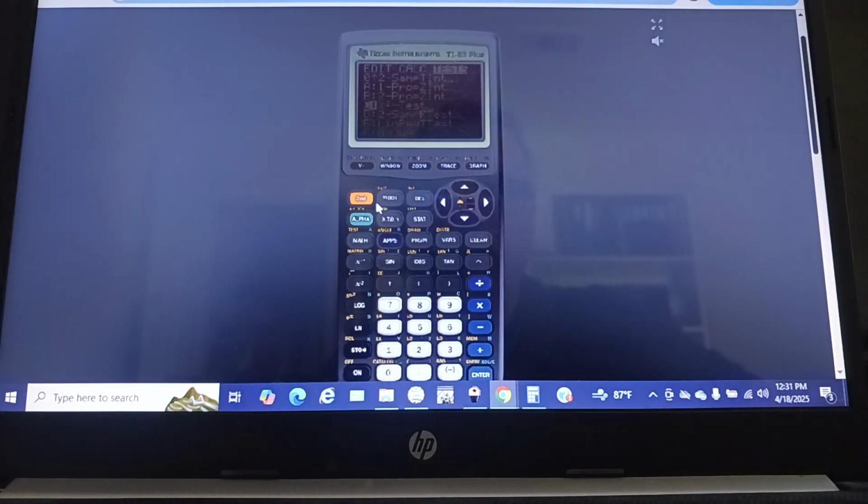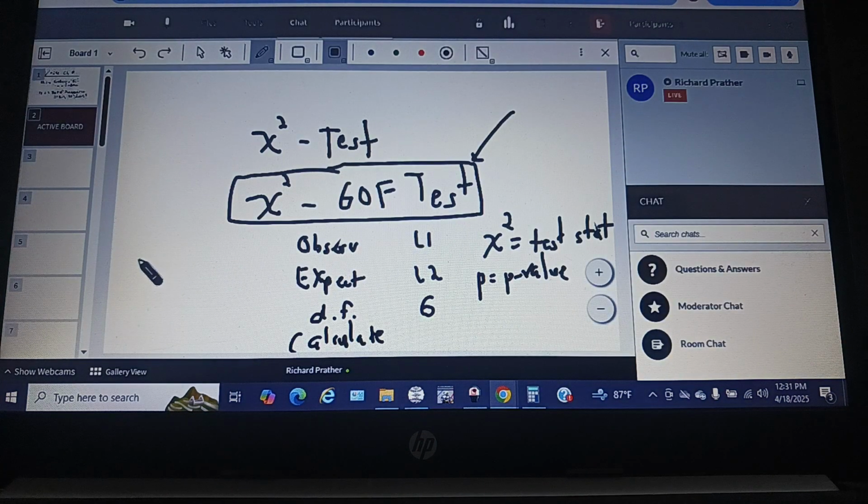But there's a formula for the test statistic, and this is only if you have to do it by hand. Chi-square is the sum of the observed minus the expected, squared, divided by the expected. And I've got the observed in L1. I got the expecteds in L2.